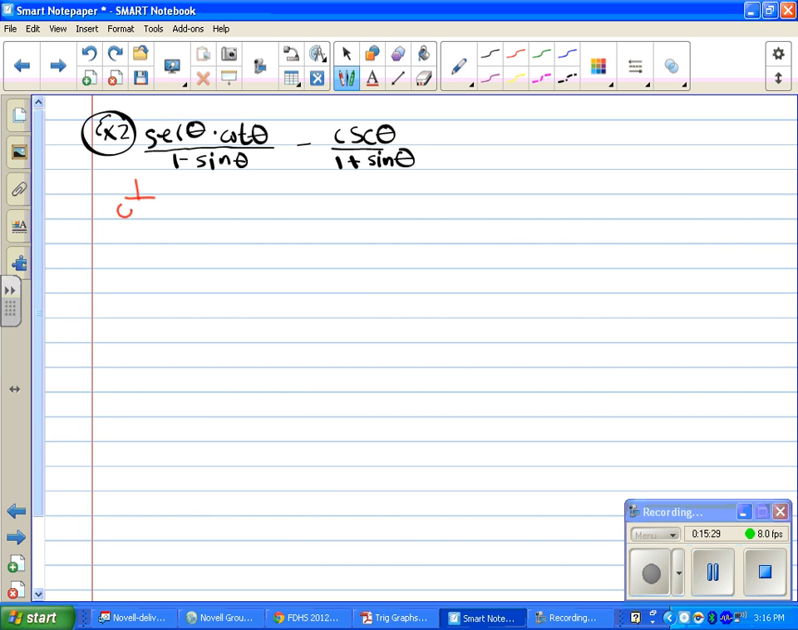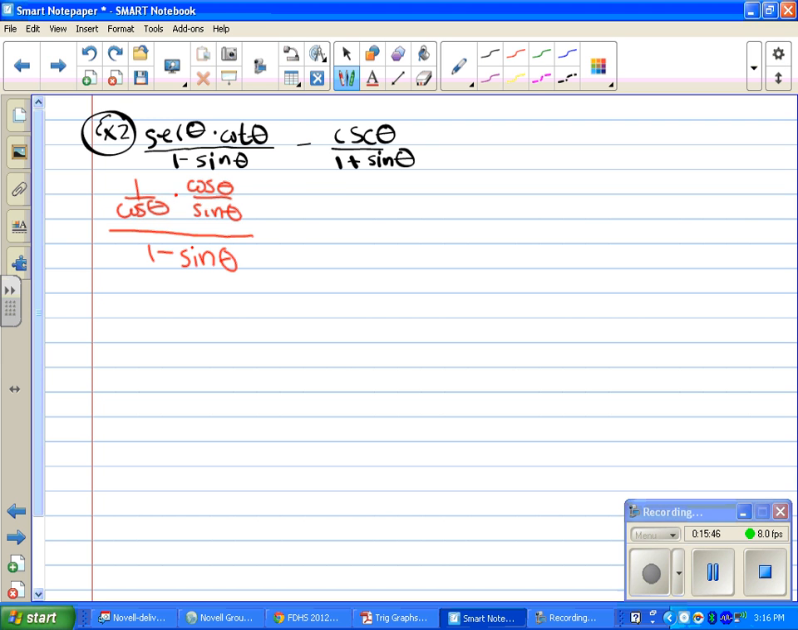Secant is 1 over cosine. Cotangent, it's cosine over sine. I can't do anything with 1 minus sine because it doesn't have a squared, so I just got to leave that the way it is.